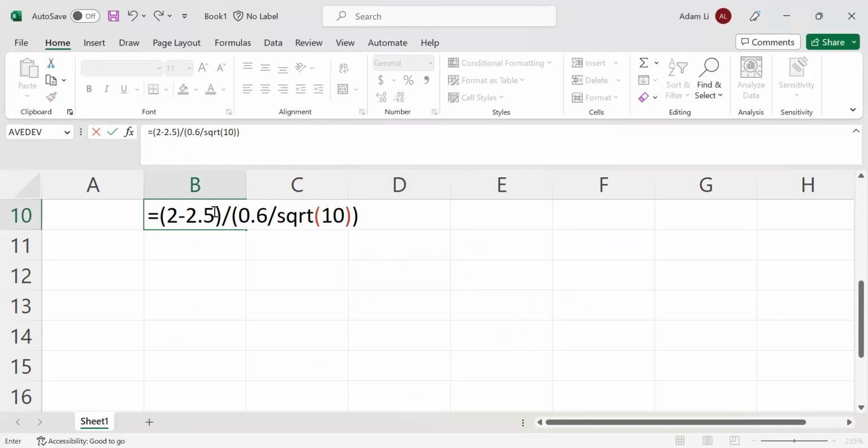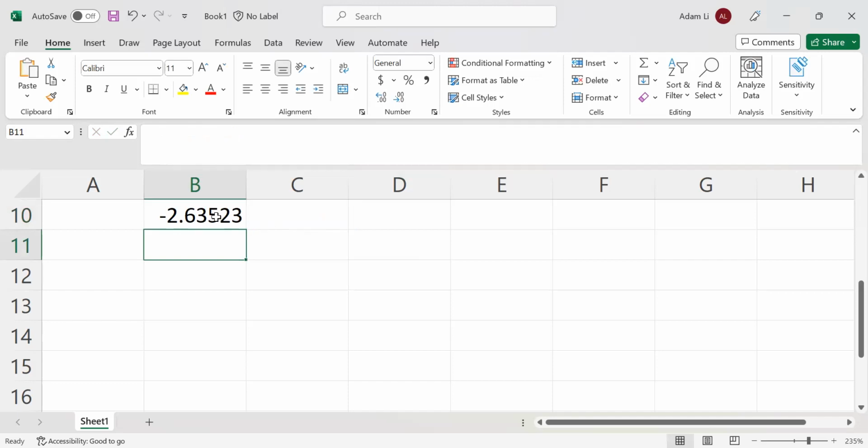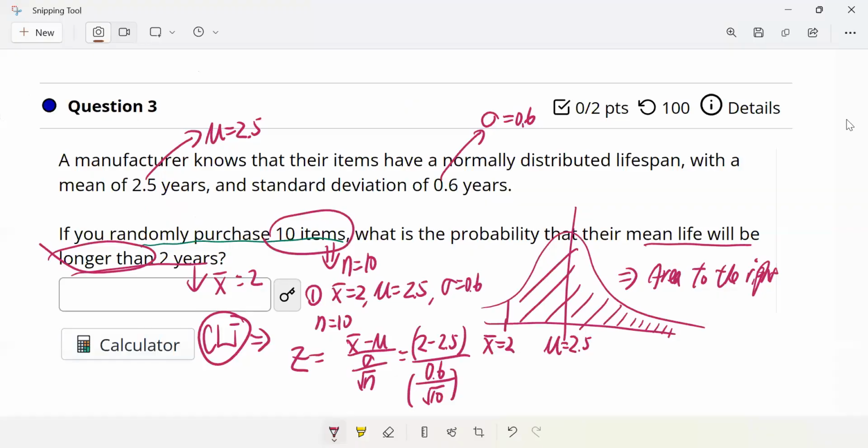And that's equal. Make sure you put both the numerator and denominator in the parentheses. And then the answer turned out to be negative 2.64. Negative 2.64. So that means this z-score is negative 2.64.